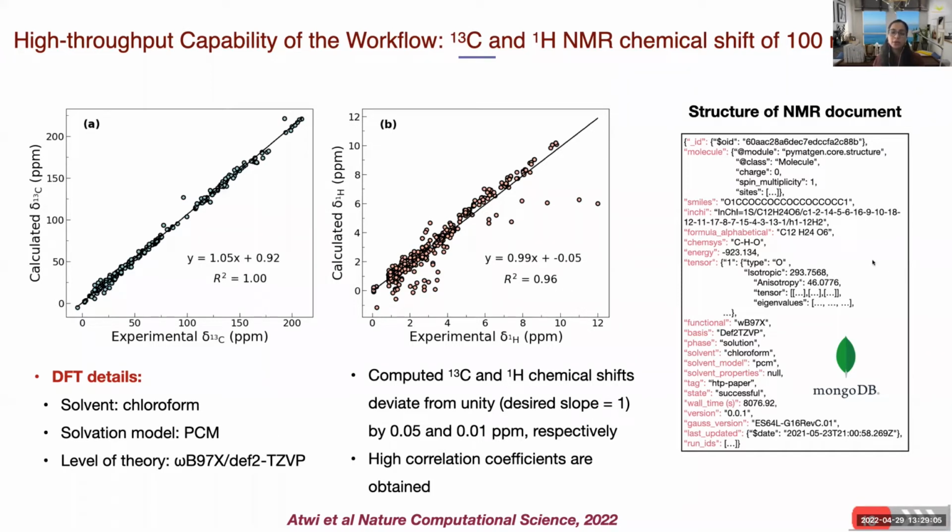So on the right, we are looking at the NMR document in the database, where we store a lot of information, such as information about the molecules, their SMILES representation, the NMR chemical shift tensor, and the level of theory we are using, which is extremely important for reproducibility of these types of calculations if other people are trying to reproduce our results.